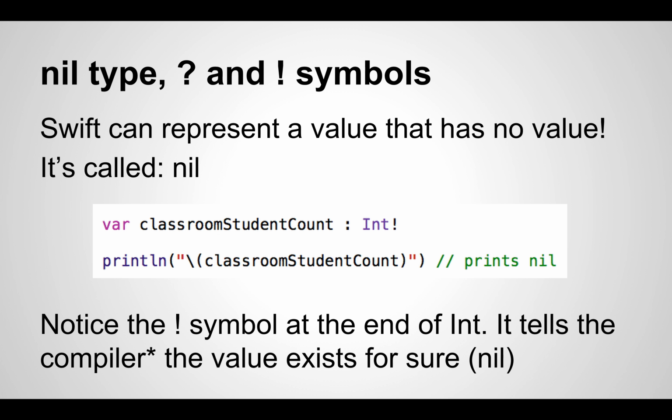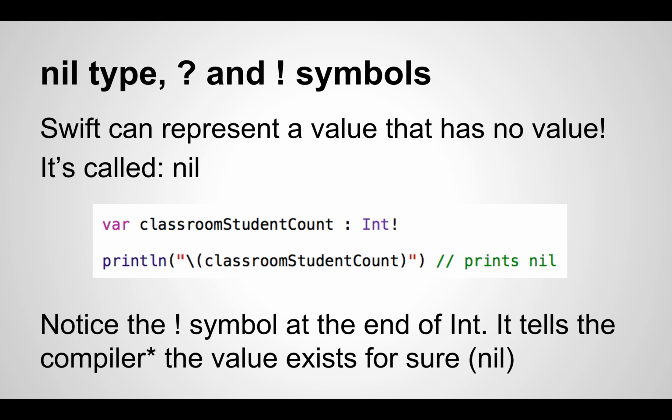Now, nil type, question mark, and exclamation point symbols. Swift can represent a value that has no value. Sometimes you need a value that has no value. It's called nil. Here is an example: var classroomStudentCount. We're counting the number of students, and it's an integer with an exclamation point, which means it has no value yet.